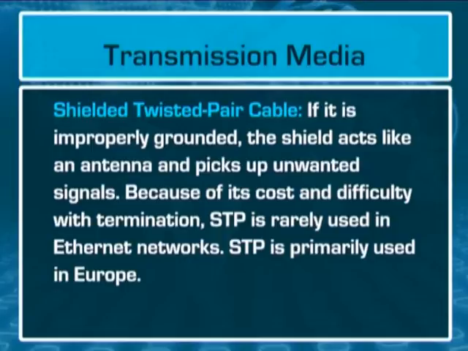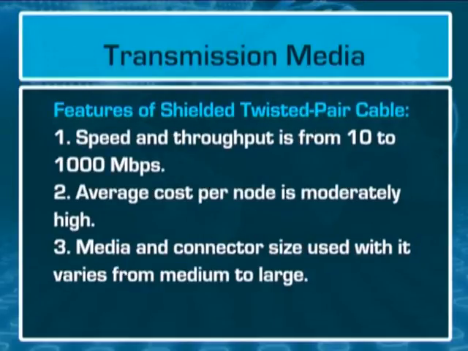Because of its cost and difficulty with termination, STP is rarely used in Ethernet networks. STP is primarily used in Europe. The main features of STP cable are: number 1, speed and throughput is from 10 to 1000 Mbps. Number 2, average cost per node is moderately high. Number 3, media and connector size used with it varies from medium to large.